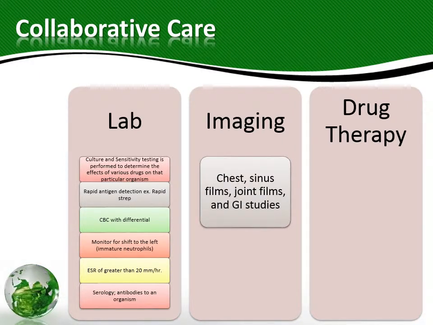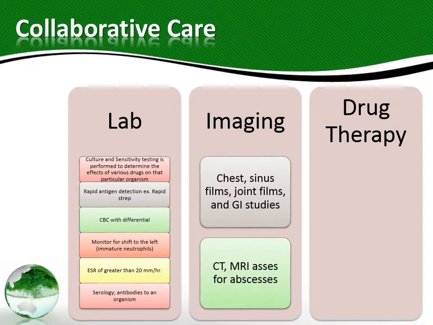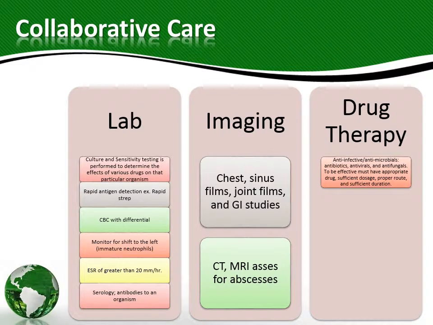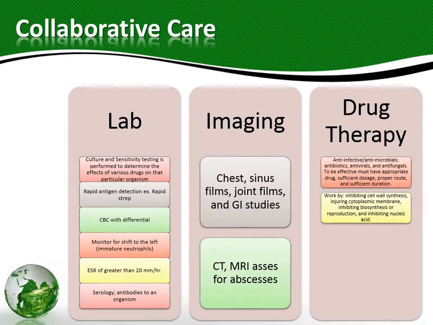Imaging can require a chest, sinus films, joint films, and GI studies. There may be a potential for a CT or an MRI to assess for abscesses. So drug therapy may include anti-infectives, antimicrobials, antibiotics, antivirals, and antifungals. To be effective, it must have the appropriate drug, the sufficient dosage, the proper route, and a sufficient duration. And it will work by inhibiting cell wall synthesis, injuring the cytoplasmic membrane, inhibiting biosynthesis or reproduction, and or inhibiting nucleic acid.